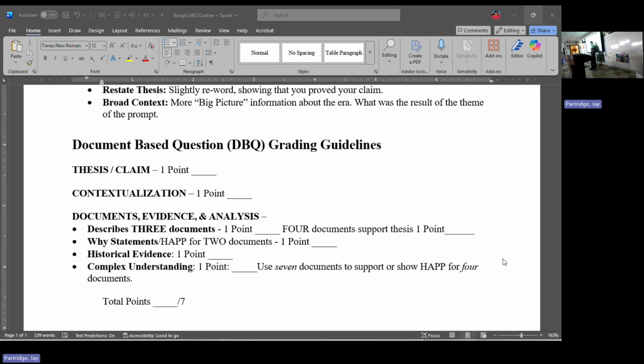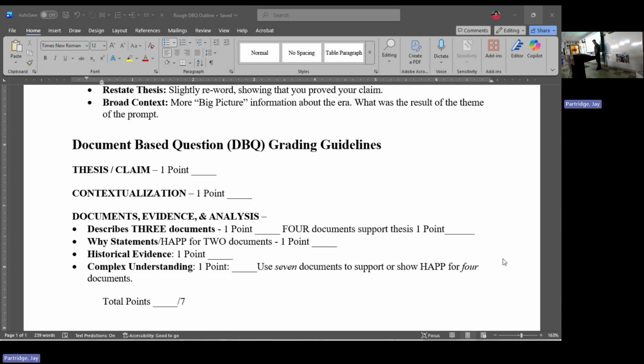Now, for whatever reason, they call this complex understanding. They started this about 2 years ago, and I already gave you this. It's on the sheet I gave you about the outline and DBQ, and I will post this up again. You already have this. It's on the outline for the DBQ I gave you before the first one. So let's go back to this.